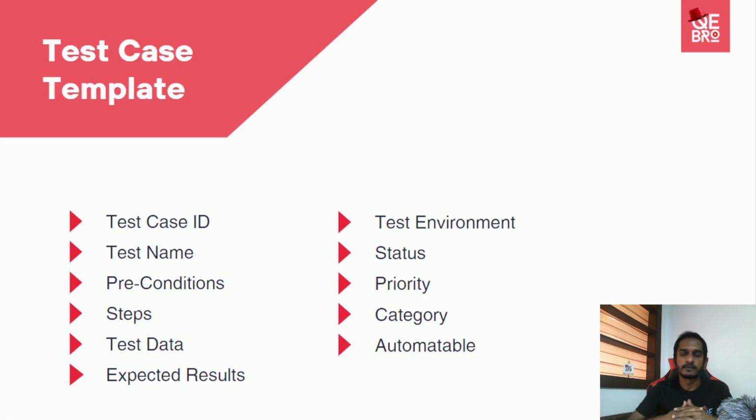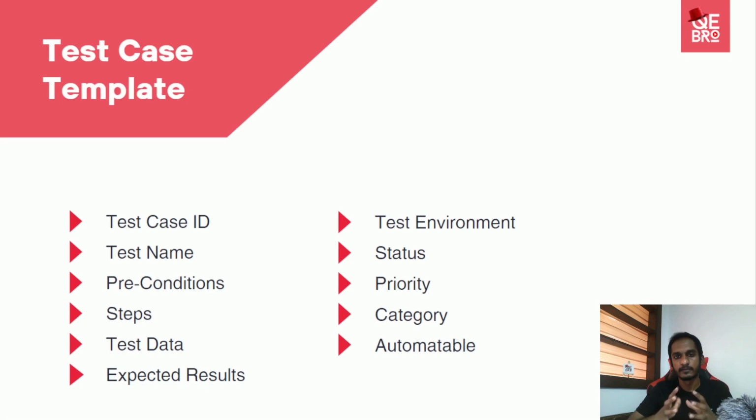So you can decide the available statuses based on the project and the process you follow at your organization. However, it's good to have an attribute called status as well. Then the priority and category. As I mentioned in the best practices, it's always good to do the prioritizations and the categorizations. These things will be useful if you want to filter your test cases and execute only a subset of test cases.